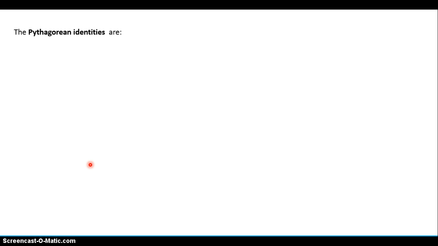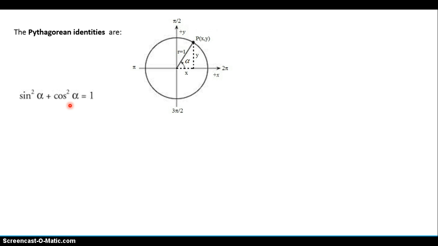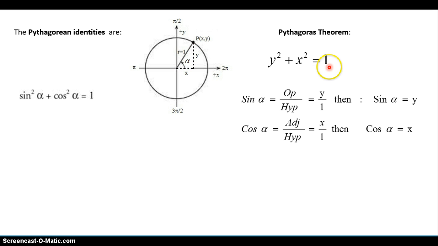And the Pythagorean identities are sine square of the angle plus cosine square of the angle equals 1. Here we need to remember also the Pythagoras theorem. The Pythagoras theorem tells us that y square, that is the opposite side to the square, plus the adjacent side, that is x to the square, is the same as the hypotenuse. In this case, hypotenuse to the square, that is the same as 1.